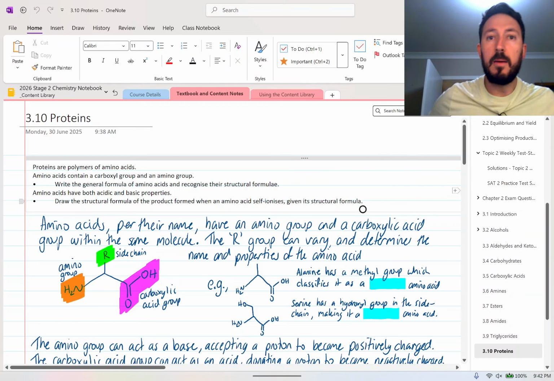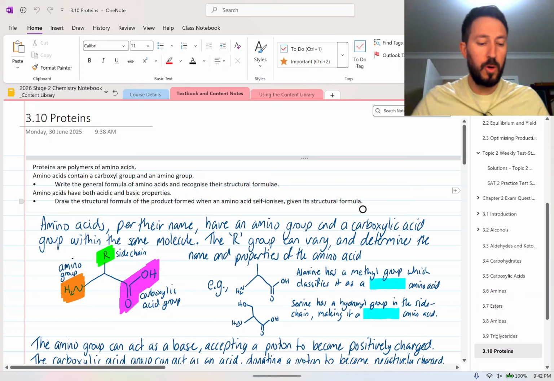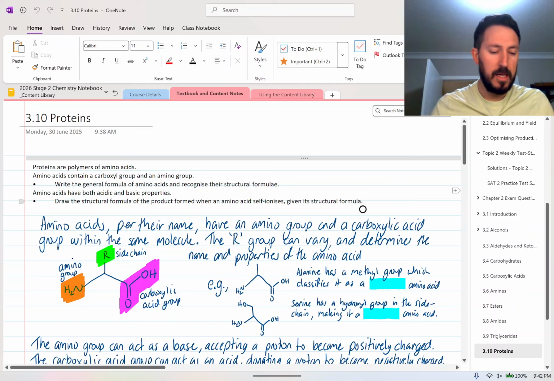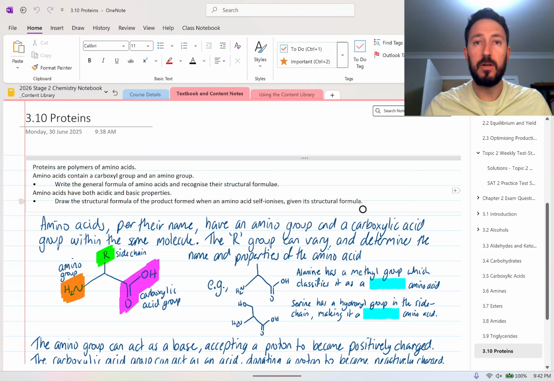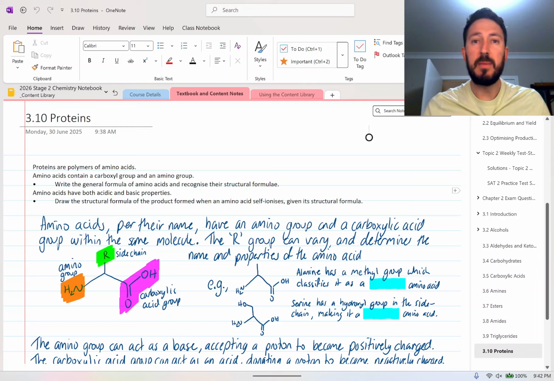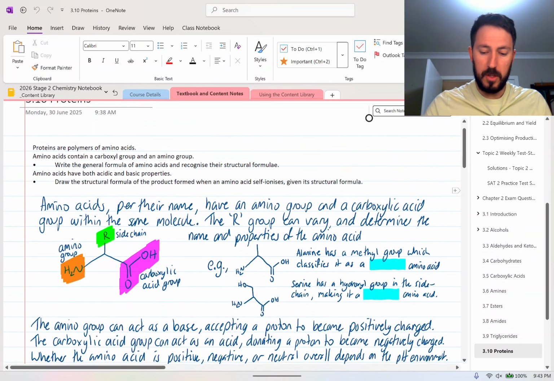Here we go. So we're up to subtopic 3.10, which is the last one of topic 3. Now this one is about proteins. Like the last couple, it's going to be involving a few of the different groups that we have covered before. So let's start with.